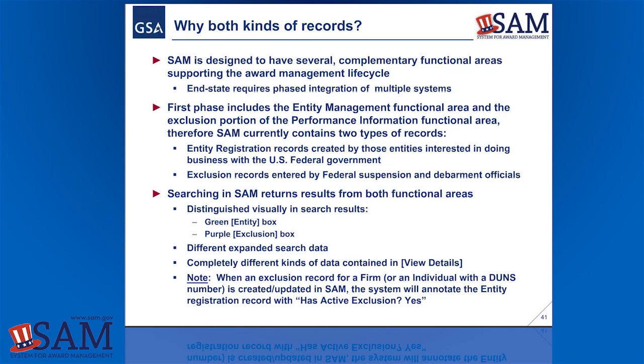So at the moment, because both kinds of records are contained in SAM, when you're searching, you will likely get results from both functional areas. To tell them apart, you've got the little green entity tag on the one record and the little purple exclusion tag on the other. The first one is a registration record. The second one is an exclusion record. When you expand them, different data. When you drill down into the view details, completely different data. And like I mentioned before, if the exclusion record has a DUNS number and that DUNS number also has an associated record in SAM, you would see active exclusion yes. If it did not, then you would see no, but that does not necessarily mean that that's all there is out there.